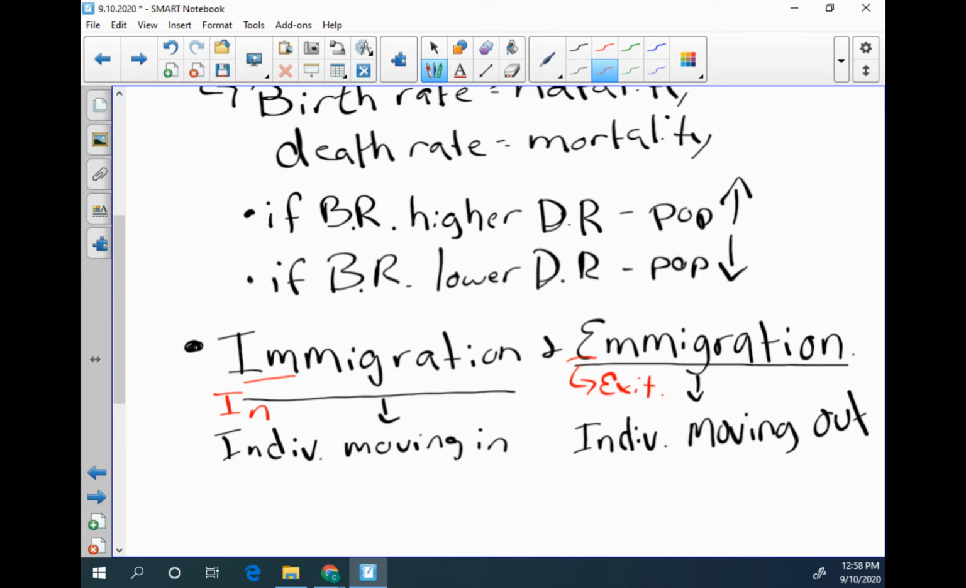So the rate at which individuals move into a population and the rate that individuals move out of a population contribute to growth. I.e., if our birth rates and death rates are stable, like the same amount are being born as die, then our population stays the same. If more individuals are moving in than are moving out, population will grow. But if more people are leaving than are coming in, population will shrink.